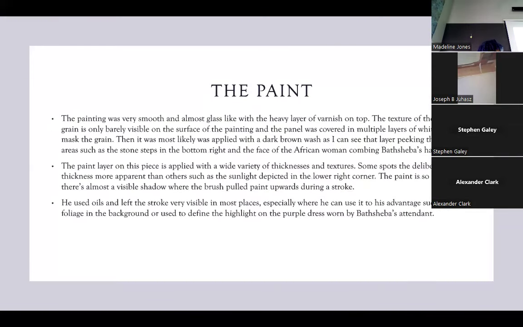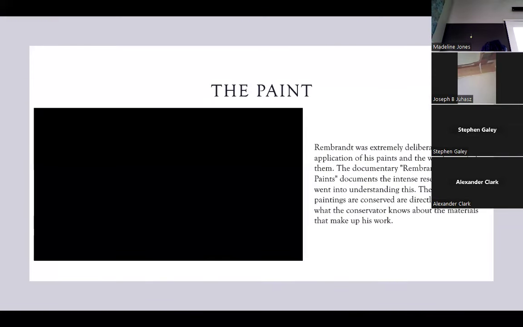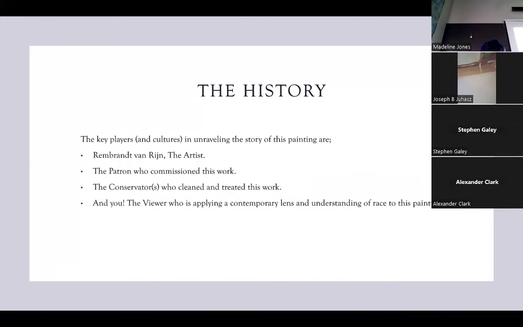One of the things I'm going to skip over a little bit, because I think I'm getting ahead of myself, is what I'm coming to this with: thinking about the layers in this story, the cultures that they're coming from. So Rembrandt, the artist: what is his lens? How is he seeing the story, the characters, and the world that he lives in? Then the patron who commissioned him.